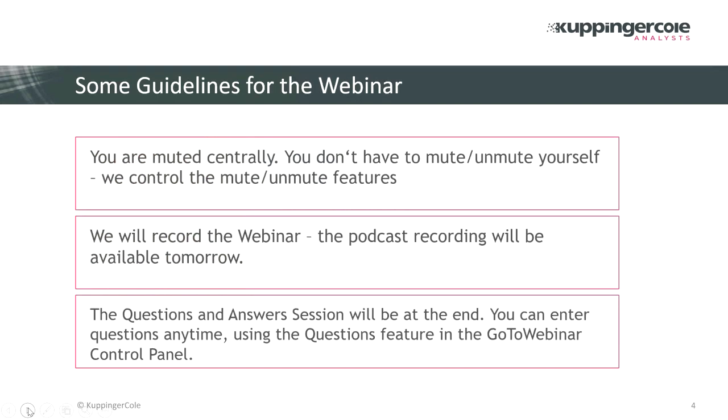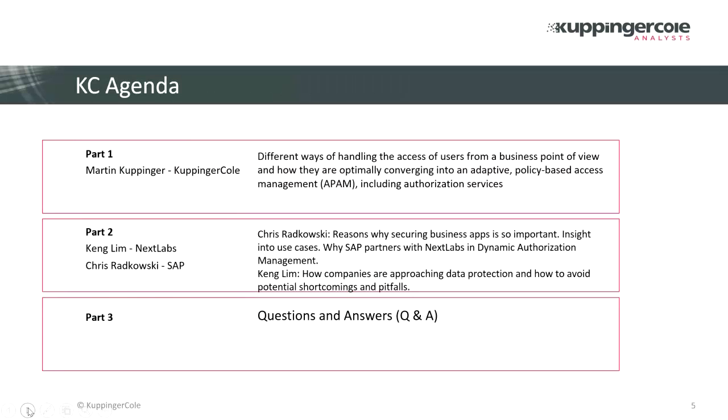That directly leads me to the agenda for today. As usual, it's split into 3 parts. In fact, it's more 4 parts today because part 2 is with 2 different speakers. So in the first part, I will talk roughly 15 minutes about different ways of handling the access of users from a business point of view and how they are optimally converging into an adaptive policy-based access management, including the authorization services.